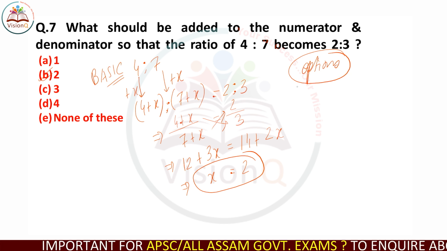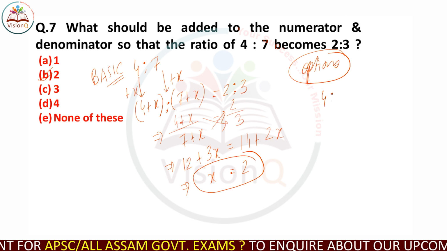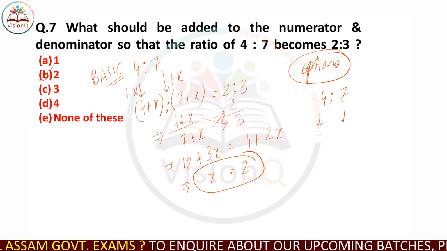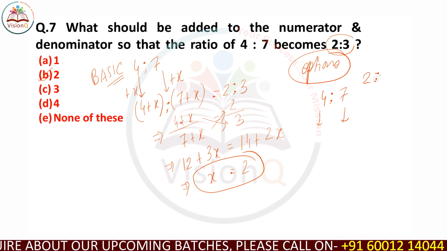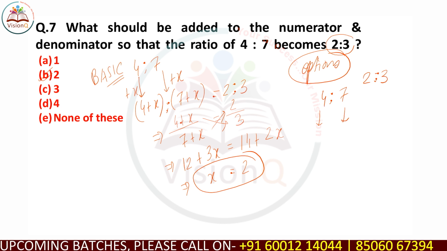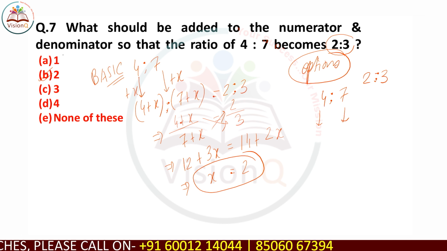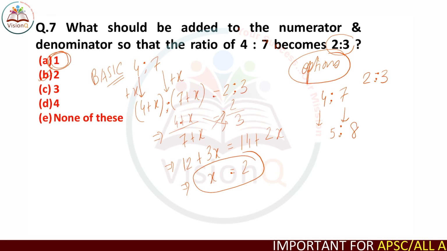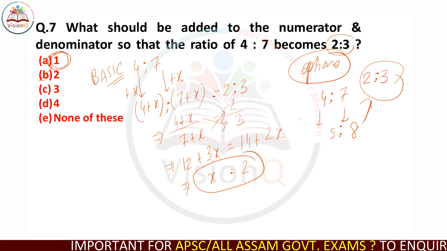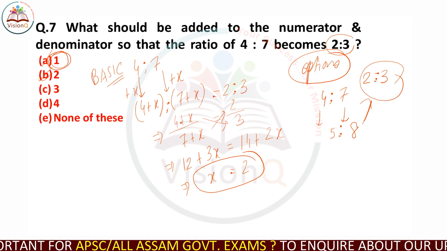Now you can see that a number is added to both these numbers 4 and 7. The ratio should become how much? 2:3. Now this number is given in the options only. So from the options, if I add 1, the first option, to both these terms, then 4 plus 1 is 5 and 7 plus 1 is 8. Now this fraction is not equal to 2/3.